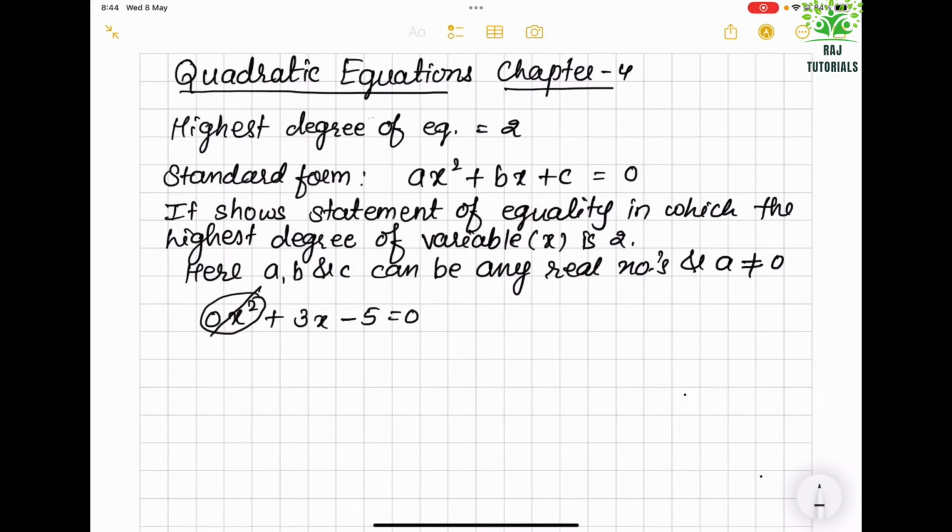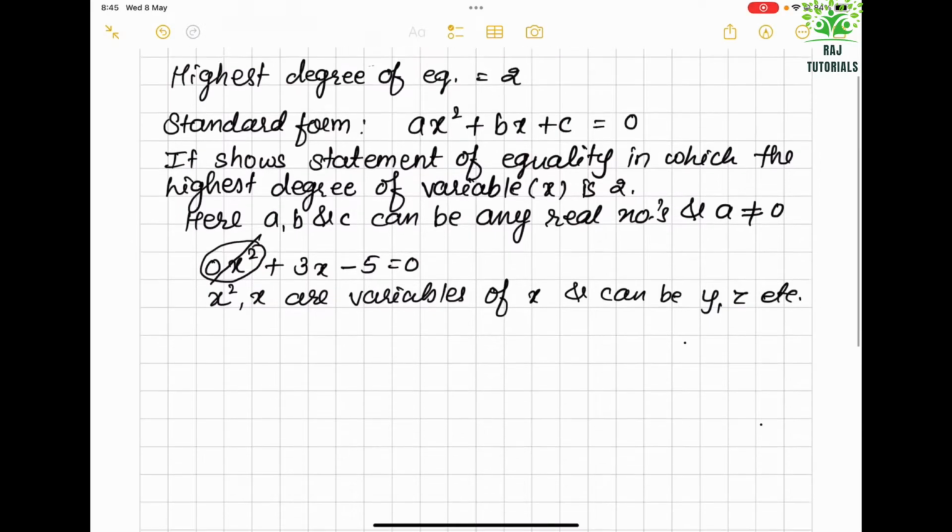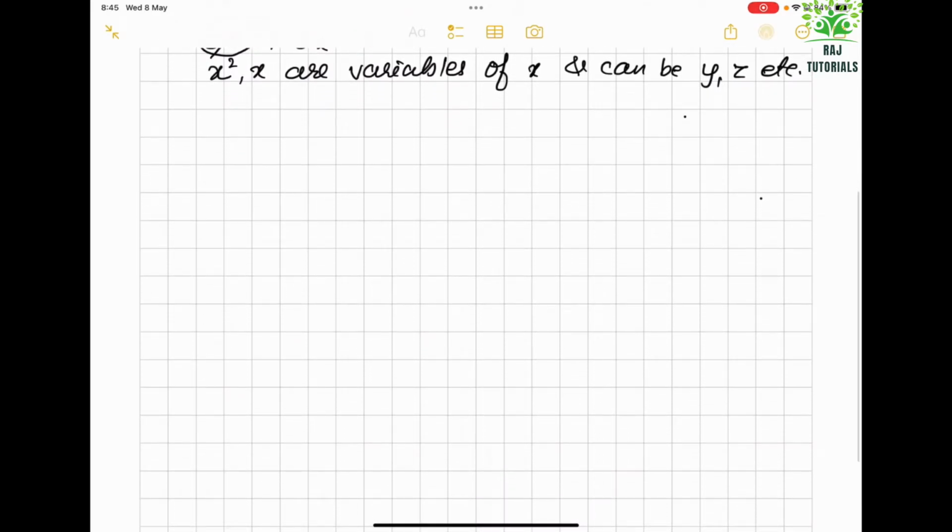And x square, x are variables of x and can be y, z, etc. Any alphabet we can put there. Now, the first topic in that is to check whether it is a quadratic equation or not. So let us understand that with a simple example.